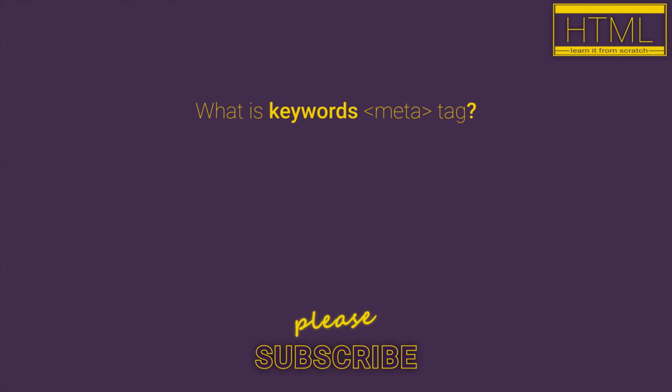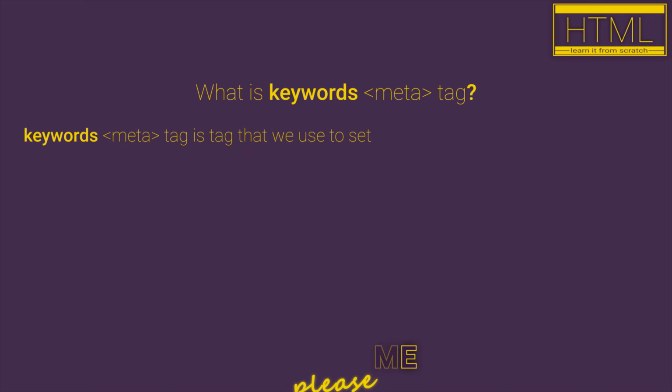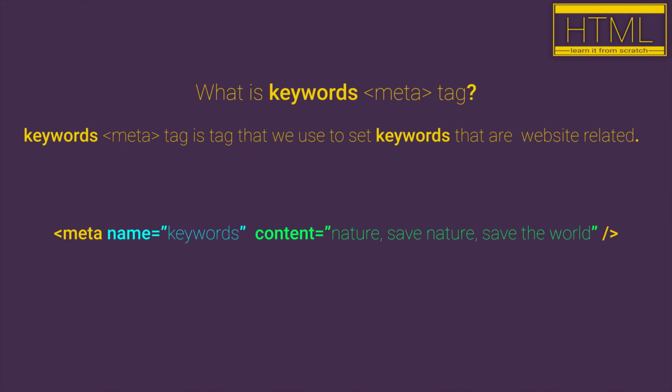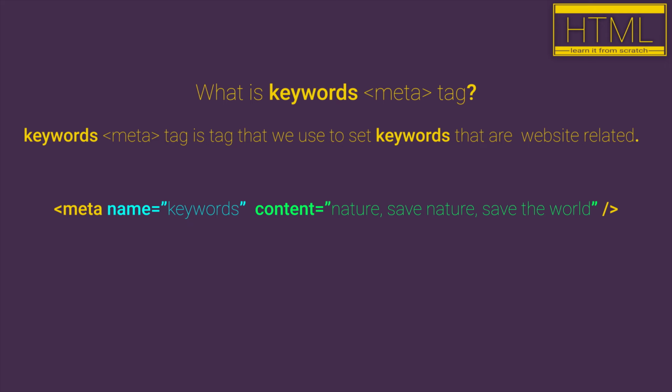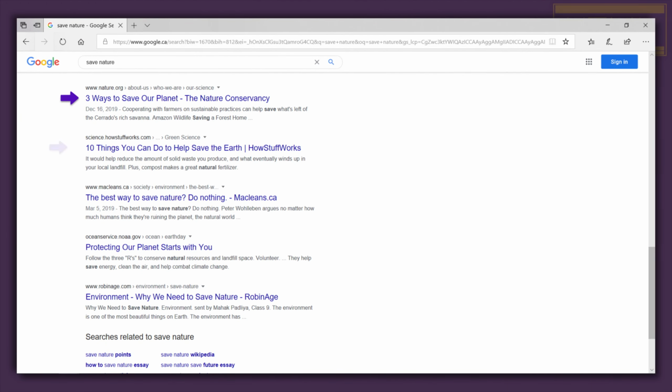What is keywords meta tag? Keywords meta tag is a tag that we use to set keywords that are website related. Keywords meta tag is very important for search engines like Google or Yahoo, because if users search for content that is the same or similar to content that you have, like your keywords, there is a higher possibility that your website will be suggested as a search result for those users.